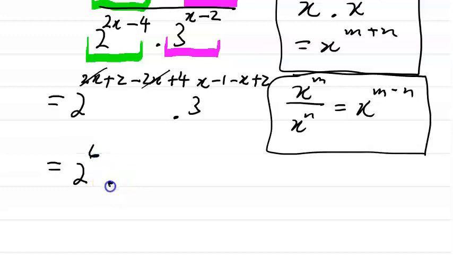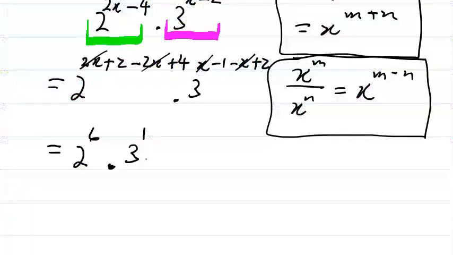So we have 2 to the 6 times, x minus x cancels there. And we're left with minus 1 plus 2, which is 1. So we have 3 to the 1. Learners, so we're left with 2 to the 6 there. And we are also now left with times 3 to the 1.